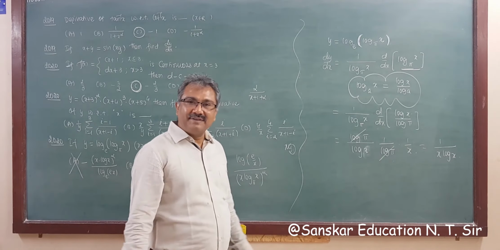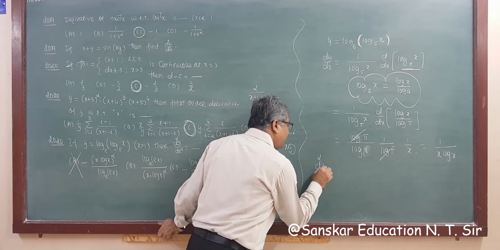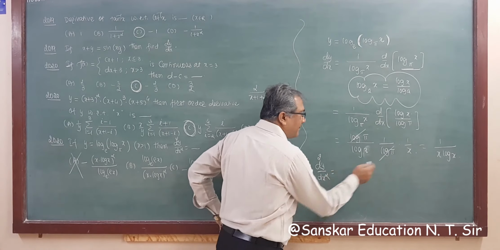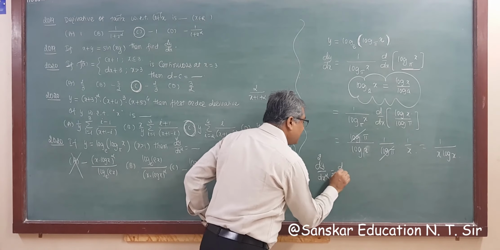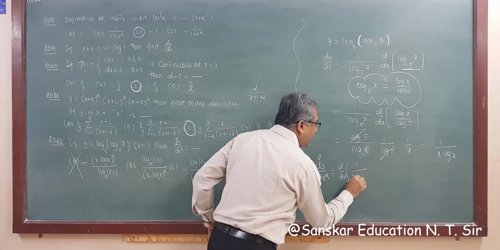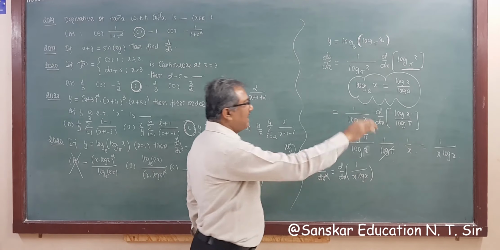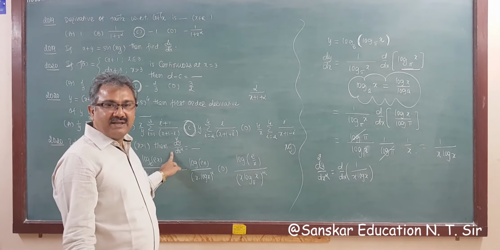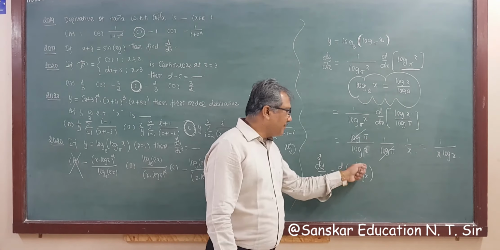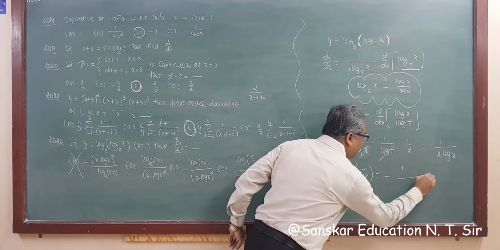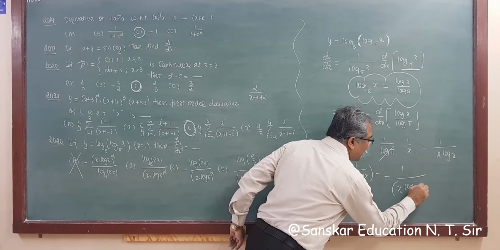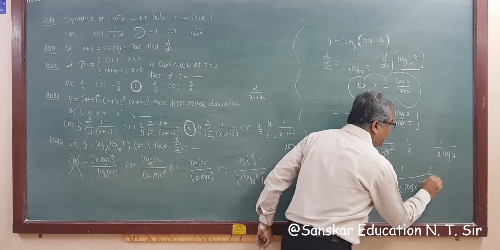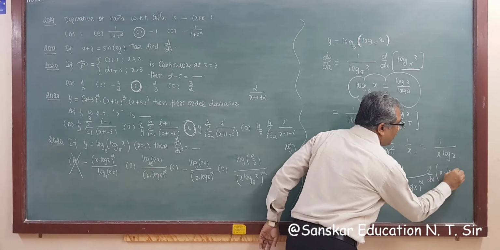Now again, differentiating with respect to x. So d square y by dx square is equal to d/dx of 1 upon x into log x. That's why this is a different example, because in all the previous examples we found only dy by dx. Now the derivative of 1 upon bracket is minus 1 upon bracket square, that is x log x whole square, and the derivative of the bracket again, that is d by dx of x into log x.